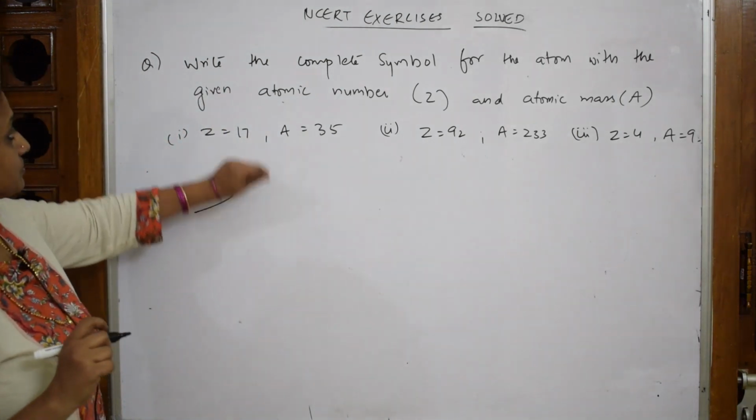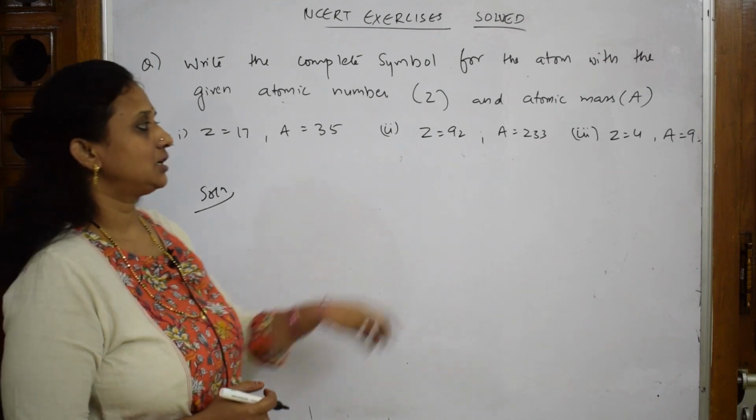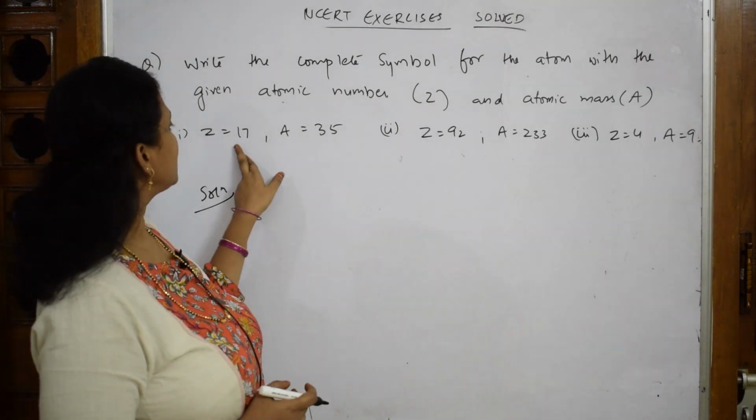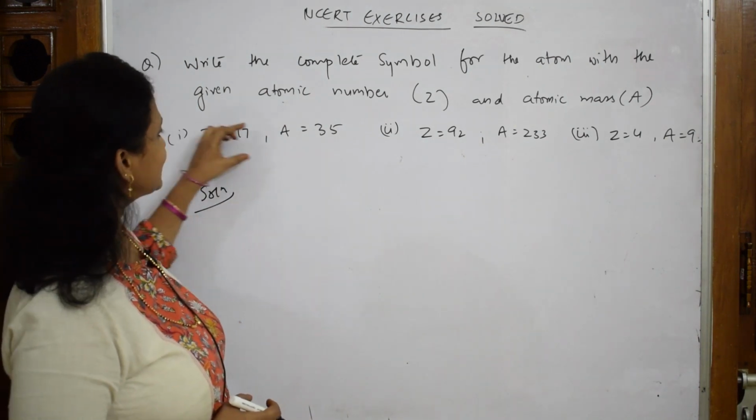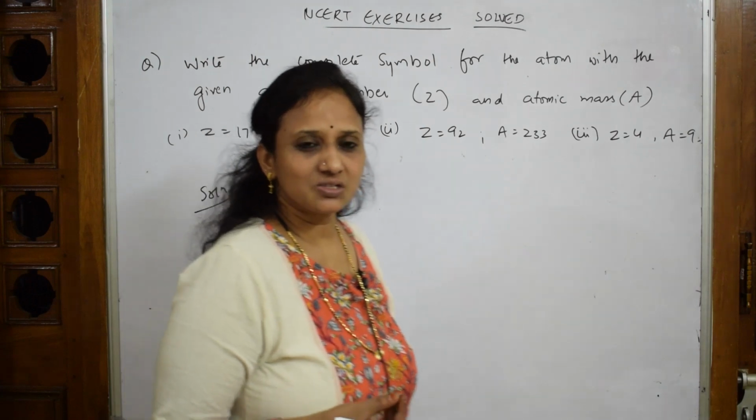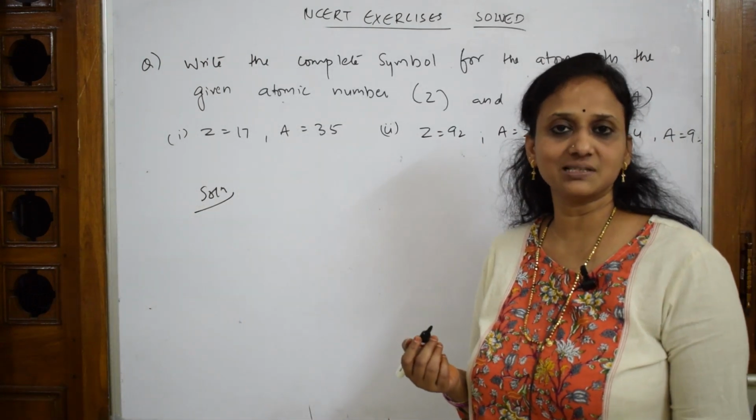Now let's read this question. Write the complete symbol for the atom with the given atomic number Z and mass number. They have given us the atomic number and the mass number. So atomic number is represented by Z and mass number denoted by A. You would have already learnt the periodic table, isn't it? Periodic elements 1 to 30 are compulsory for you all.